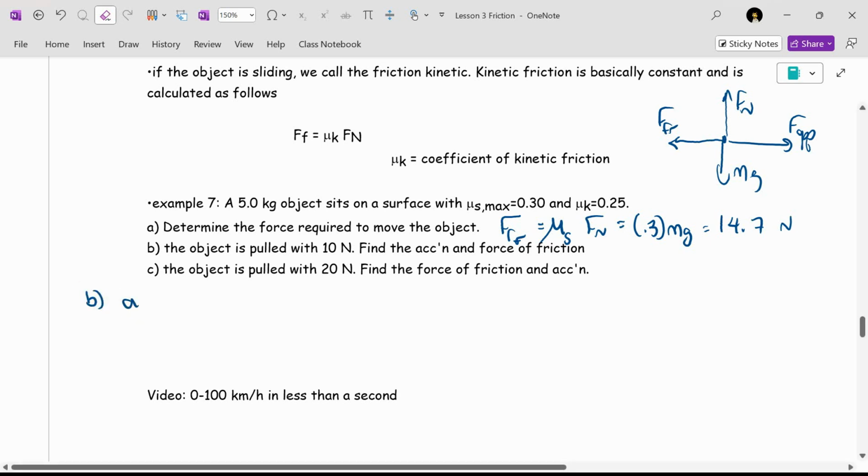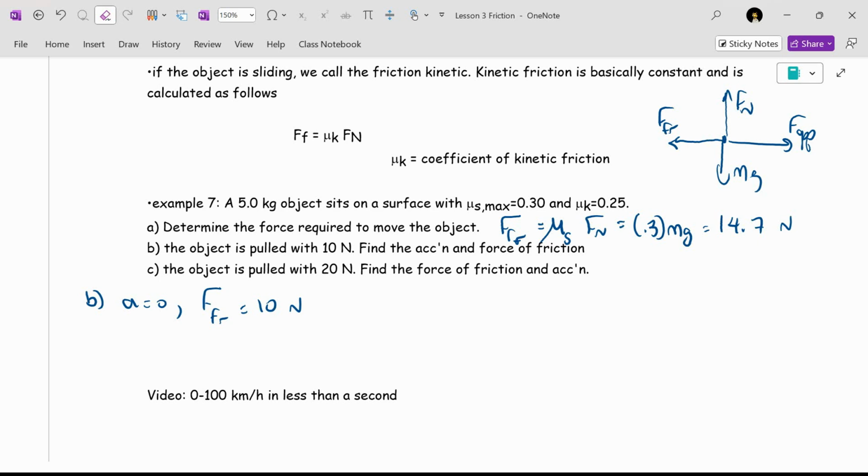It says find the acceleration. A is 0. How big is friction? Not 14.7. If A is 0, if I'm pulling with 10, how big must static friction be? What if I pulled with 12? How big would friction be? What's the tipping point? Anything above 14.7. Let's just say 14.7, bang on.